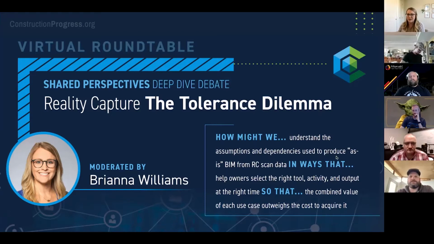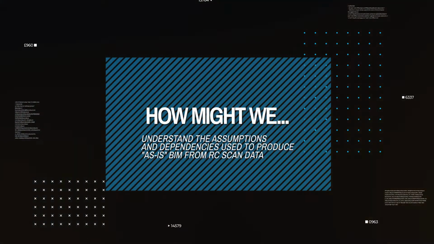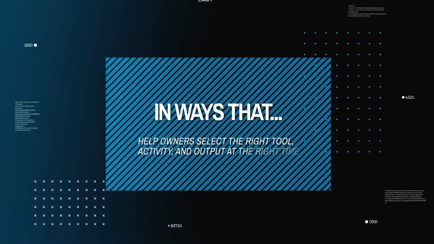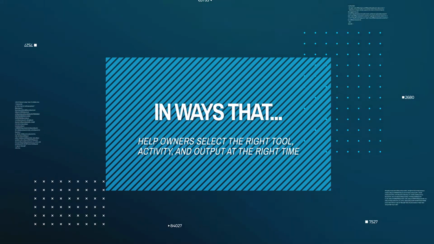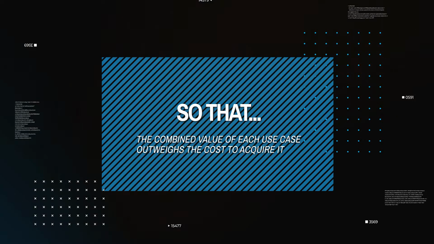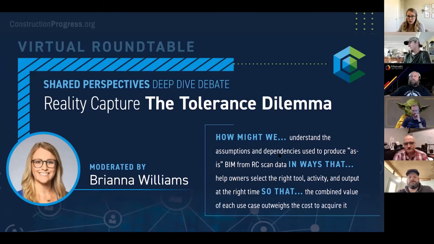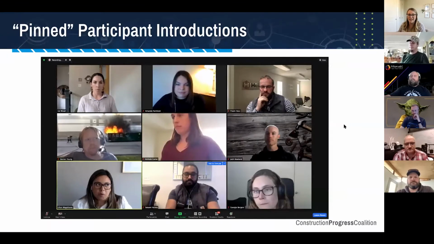Like we always do, it's how might we understand assumptions and dependencies used to produce as-is BIM from reality capture scan data in ways that help owners select the right tool, activity, and output at the right time, so that the combined value of each use case outweighs the cost to acquire it. So it's important that we set the stage here so that we understand where we're going with this problem. Now that we've set the stage, I'm going to pause.